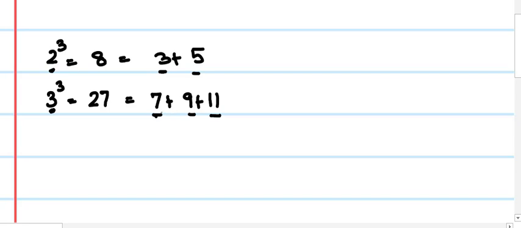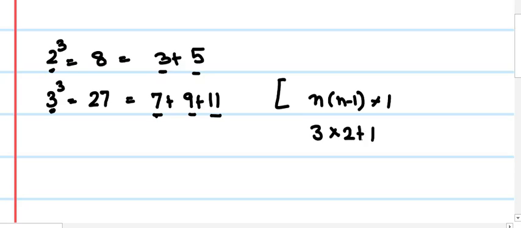To select the first odd number, you will use the concept n into n minus 1, plus 1, where n is your number. Here that is 3 into 2 plus 1, which gives 3 into 2, which is 6, and 6 plus 1 comes out to be the number 7. Now if I have to write 4 cube, my first odd number will be 4 into 3, because 4 minus 1 comes out to be 3, plus 1, which is 12 plus 1, equal to how much?